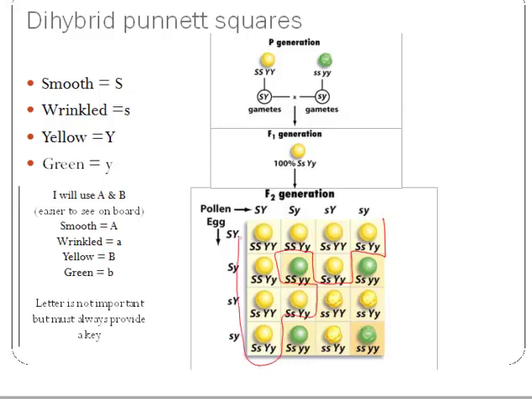So these 9 are all smooth and yellow. Then you have 3 that are wrinkled, or excuse me, green and smooth. So there's 3. And then there's 3 over here that are wrinkled and yellow. And then there's just 1 that's wrinkled and green. So that 9, 3, 3, 1 ratio. The main part of this is being able to get the parents correctly listed on the outside with their 4 possibilities.